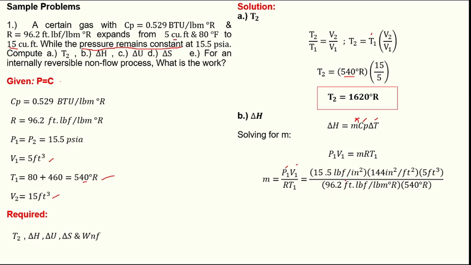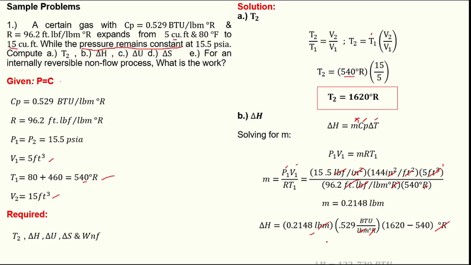Okay? By cancellation of units, inch squared cancel, feet squared, isa na lang to, then cancel yung feet, cancel yung degree Rankine. So, matitira dyan is pound mass, which is 0.2148 pound mass. Now, hindi yan yung hinahanap natin. Kailangan natin ay yung enthalpy. So, substituting the value, enthalpy is equal to 0.2148 pound mass. Cp natin ay 0.529 BTU per pound mass degree Rankine. Then, delta T natin is T2, which is 1620 minus 540 degree Rankine. So, cancellation of units, pound mass. Therefore, enthalpy natin is 122.720 BTU. Okay. Next.